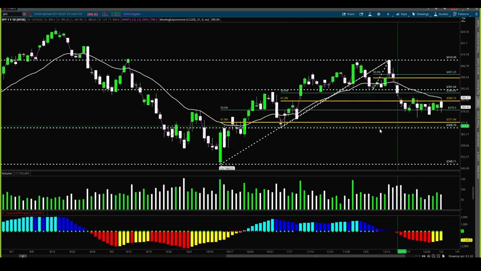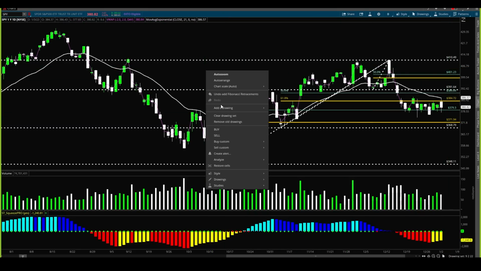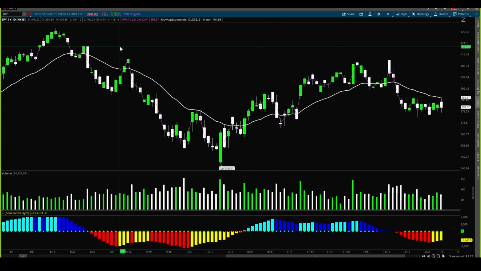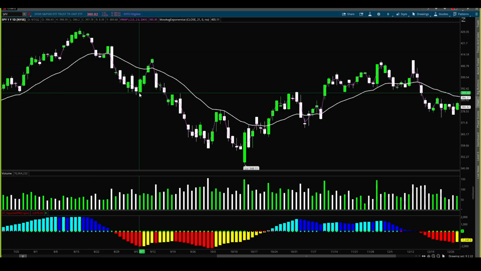But if we start breaking below here, our next high probability area for a potential bounce would be 371.94. Or what about to the downside on SPY, as it was setting lower low, lower high, lower low, lower high.